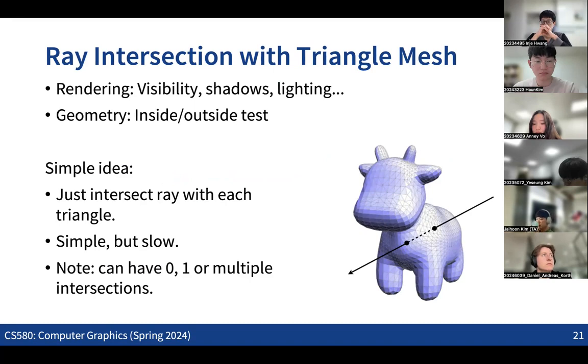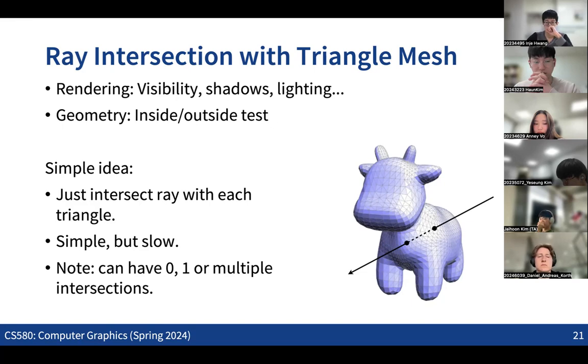And also for many other geometry processing tasks, this kind of ray intersection check is very essential and basic. It is very simple, but probably a very, very slow task. For every single ray and every single discrete object, you should be able to check this intersection. So let's do some simple calculation.